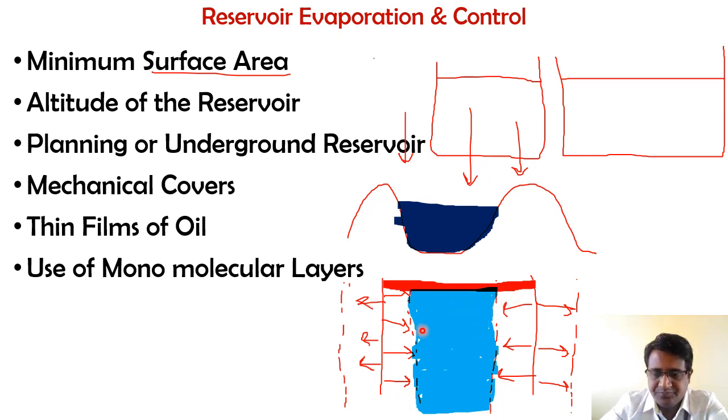It is completely between the mountains. The depth over there is more, whereas the width of that particular dam is very less. That helps us in reducing the surface area exposed to the atmosphere, and in turn that will reduce the evaporation rate. So this is the explanation for minimum surface area.